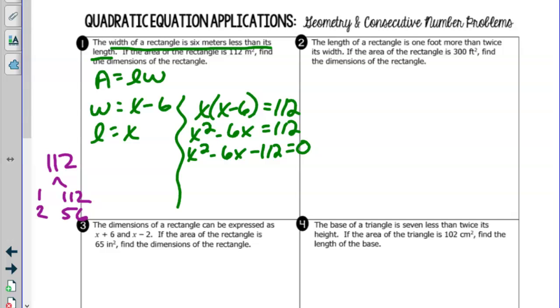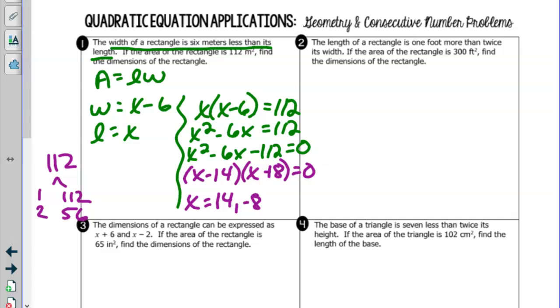I thought we were supposed to know factors. I just wanted you to find them. 14 and 8, yep. Which one needs to be negative? Very good. So we're going to have x minus 14, x plus 8 equals 0. From here, tell me the two values of x. 14 and negative 8. Very good.